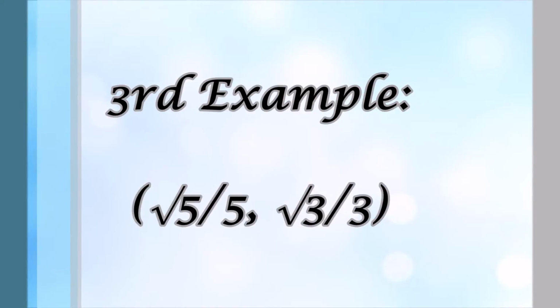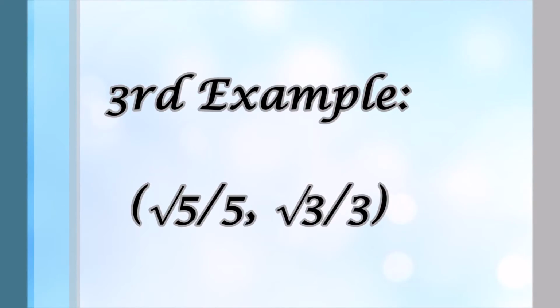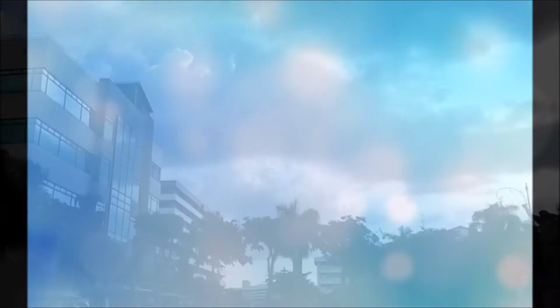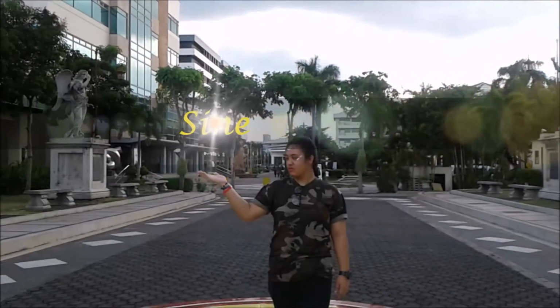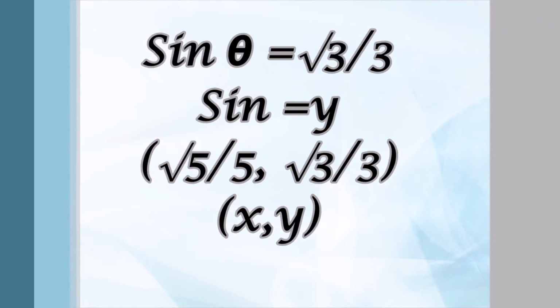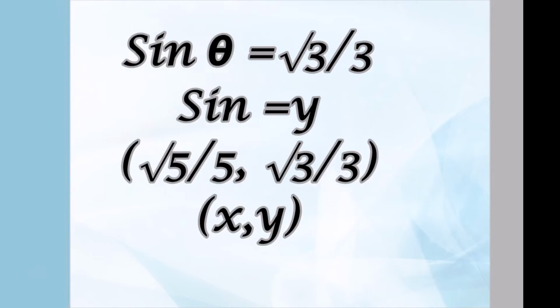The last given coordinate is square root of 5 over 5 and square root of 3 over 3, and we need to determine the six trigonometric functions. First is the sine. The answer is sine theta equals square root of 3 over 3, because square root of 3 over 3 in the coordinate square root of 5 over 5 and square root of 3 over 3 represents the variable of y, and that is the representation of sine.